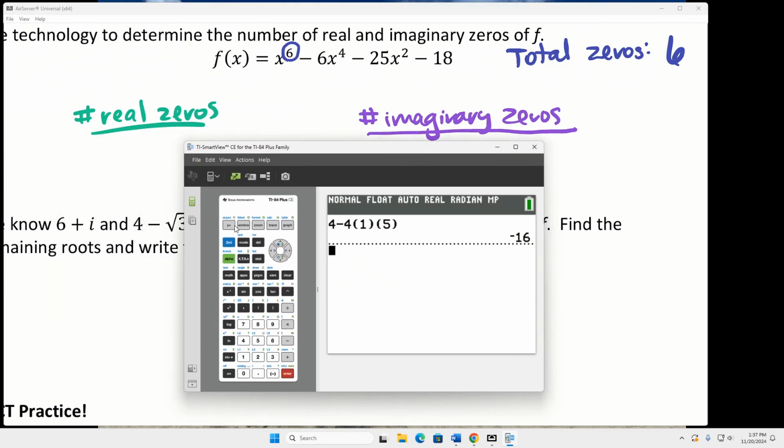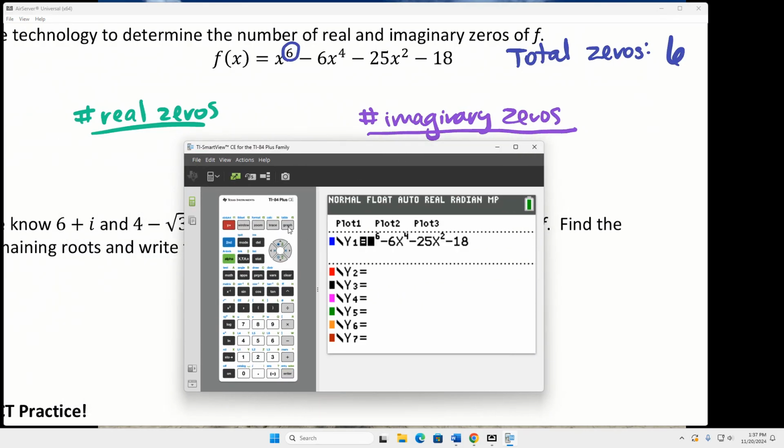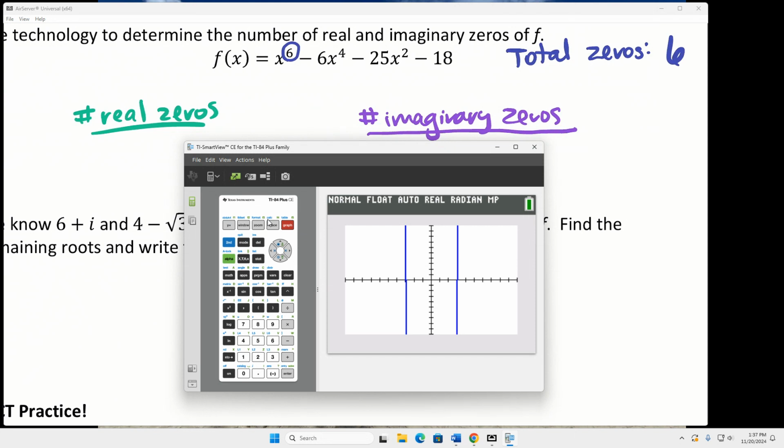All right, I think I still have this typed in from last period. I do. So let's just look at the graph. Did anything weird happen at these, like a bend or a bounce, that would say there's a multiplicity? Or did I just go straight through? I just go straight through, right? You would be able to tell. It would have like a weird squiggle. Yeah, these just go straight through. So that's 2 real zeros.